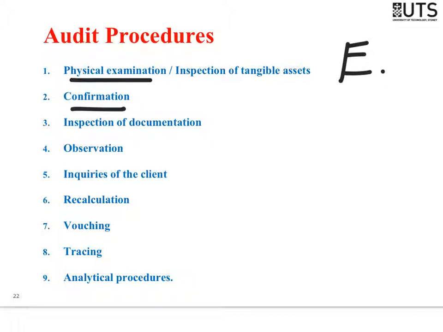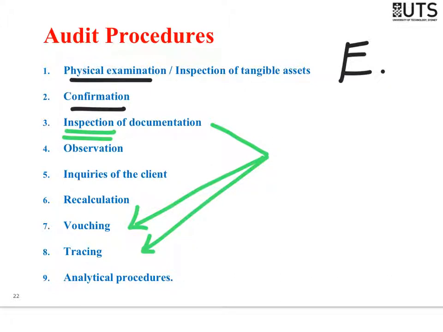We inspect documents. Now, one thing I will say is that this one, inspection of documents, does link to vouching and tracing a little bit. The reason is when you do vouching and when you do tracing, you're going forward or backwards in the process, and you're inspecting documents along the way. So you can bring those two elements together. But remember, you need to use the correct terminology. You don't say look at, you say inspect.